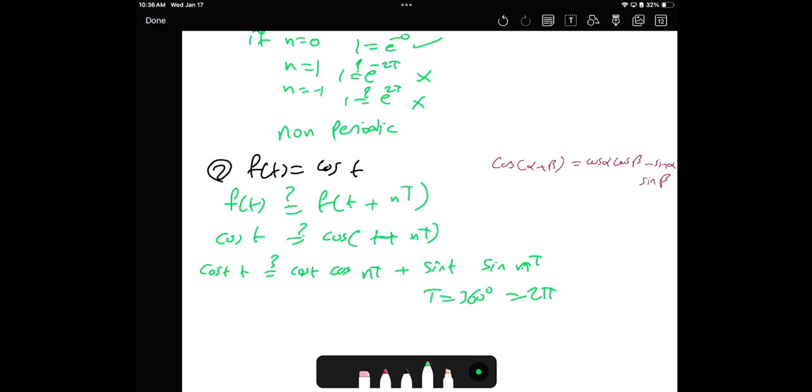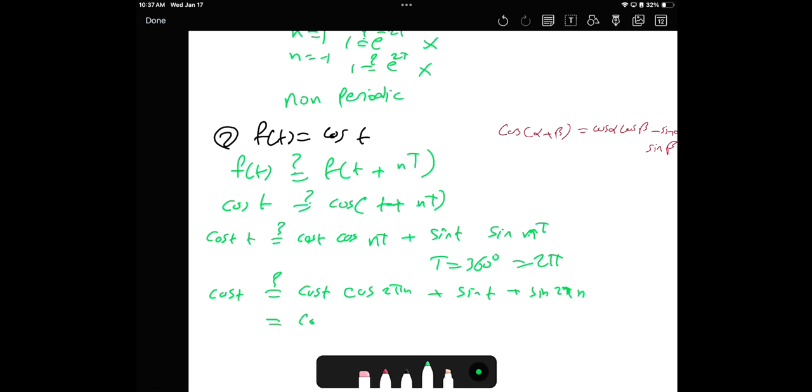So t equals 360. So I will say that cosine t equals cosine t cosine 2 pi n plus sine t sine 2 pi n. Now n can be any integer. So cosine of 2 pi, or 2 pi times 1, or 2 pi times negative 1, is all the same. So cosine of 2 pi, or cosine of 0 actually, of 360, which is the same as 0, is 1, right?